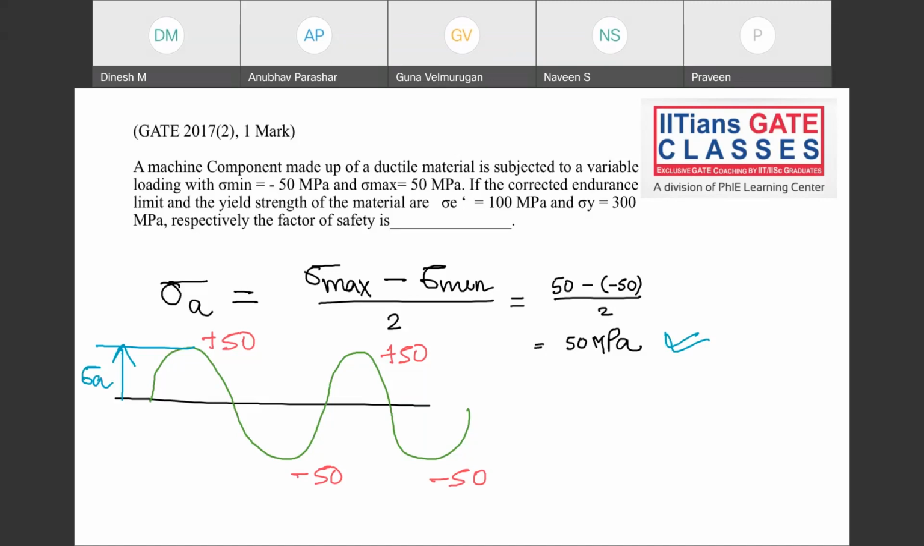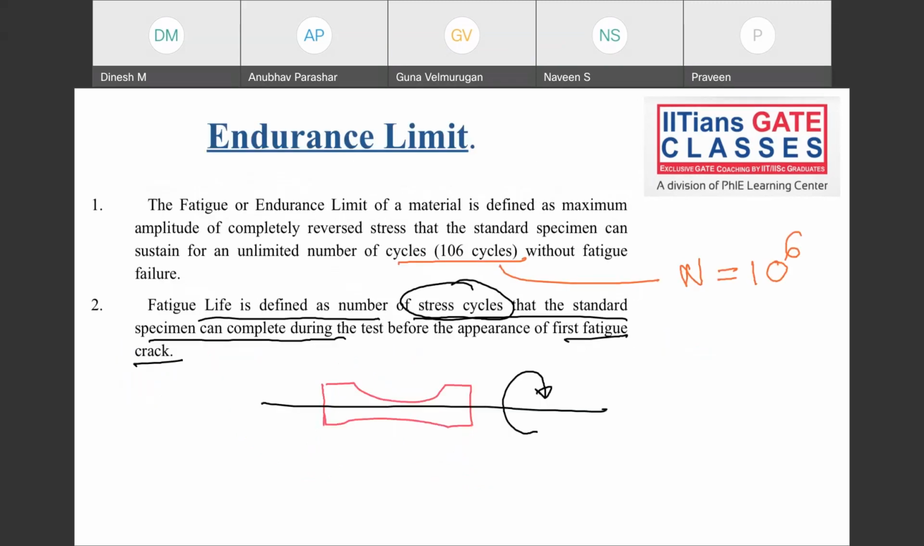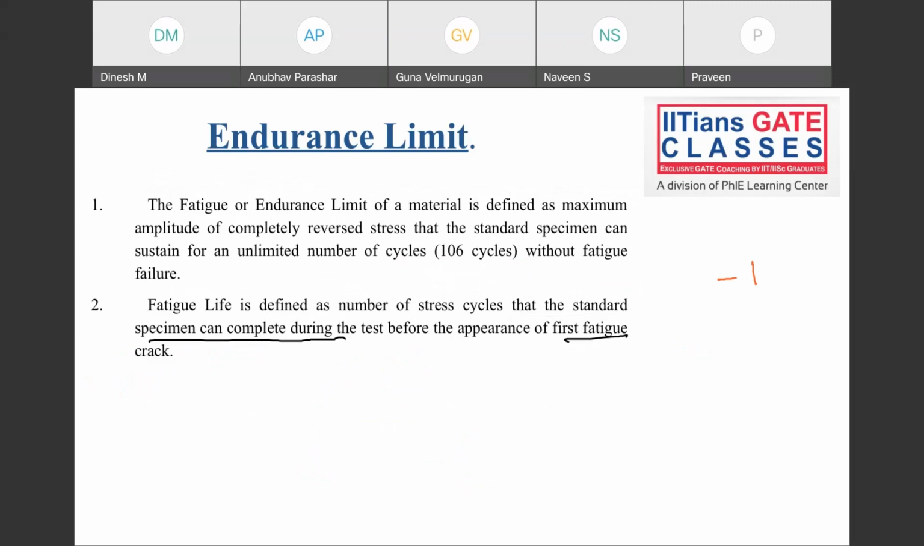So now, if you go to the basics, you know the basics, then you'll be able to answer it very easily. Let us go to the definition of endurance limit. If you go to the definition of endurance limit, you'll be able to see that.